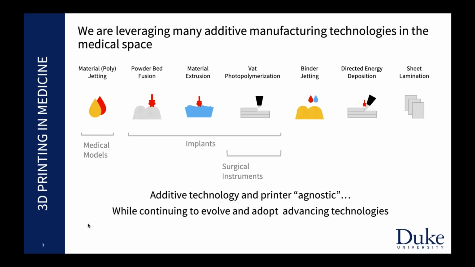So just to talk quickly about the types of 3D printing, and this is just to give you a little idea of what they are. In this presentation, I'll show you some different examples of things. Some of it will make sense, some won't, but I'm open to questions at the end. Again, we talk about medical models, implants, and surgical instruments. There's a couple different printing methods. One is called material polyjetting.